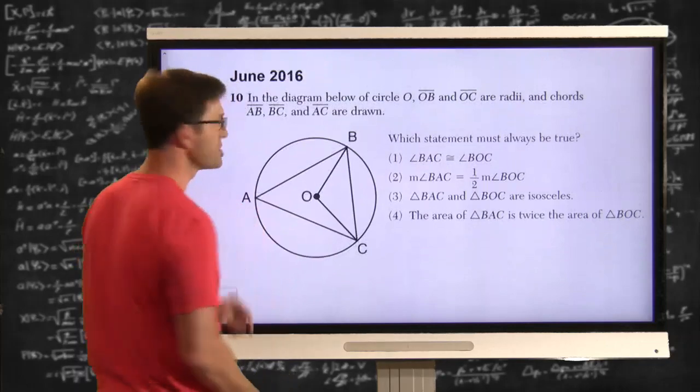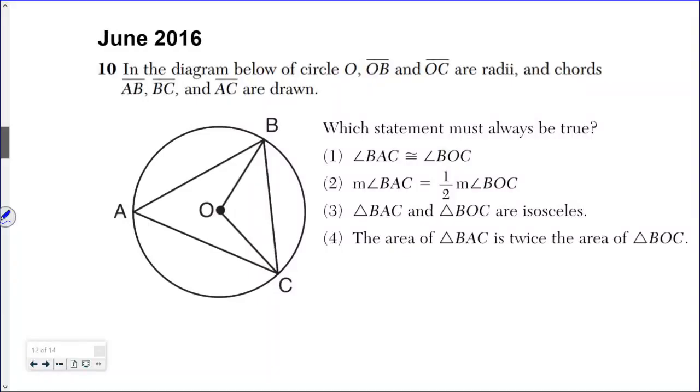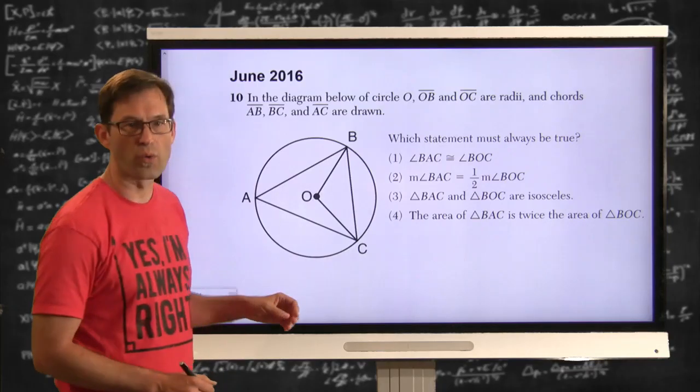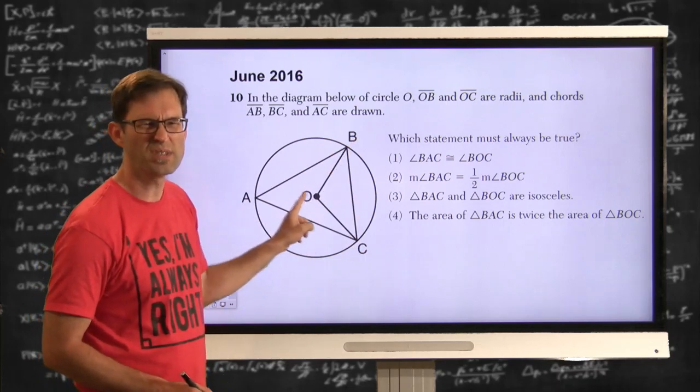All right, June 2016, number 10. In the diagram below of circle O, OB and OC are radii, and chords AB, BC, and AC are drawn. Which statement must always be true? Angle BAC is congruent to angle BOC. So BAC is congruent to BOC?